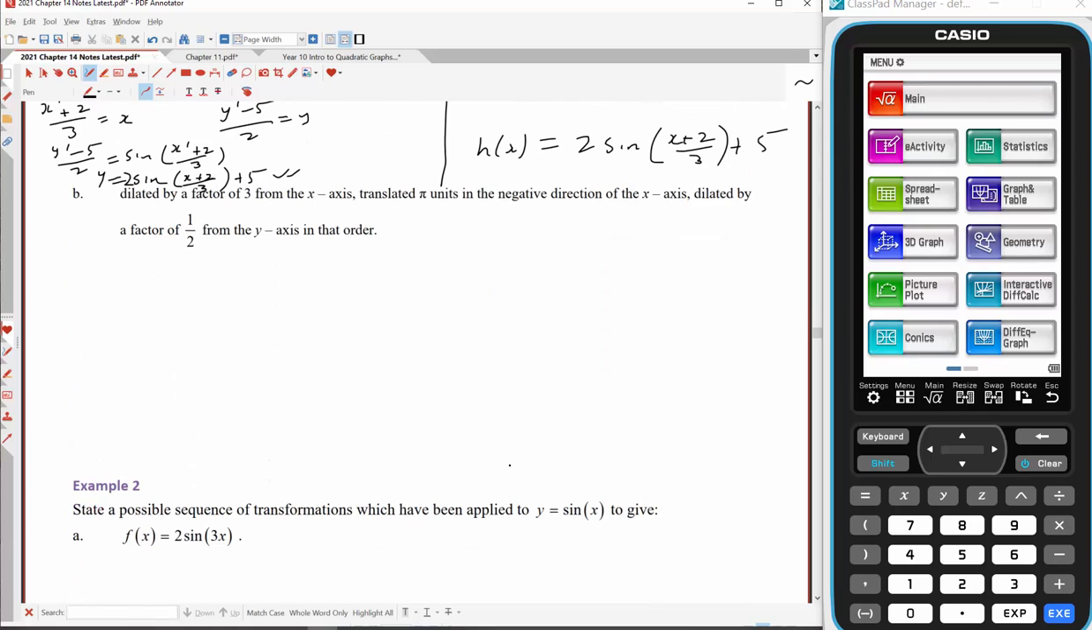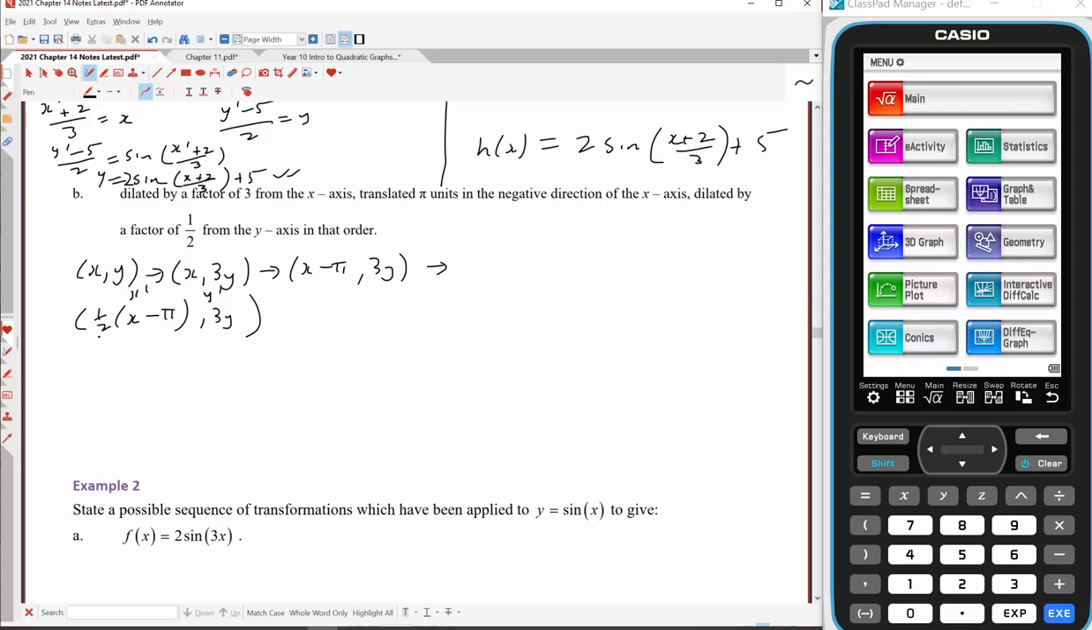Okay, next one. So we'll start with a mapping and then we'll go to function notation. Dilation by a factor of 3 from the x-axis, x comma y. So 3 from the x-axis changes y. Translated pi in the negative direction of the x-axis. And dilated by a factor of a half from the y-axis, that changes the x value. So it's going to be half x take pi, comma 3y.